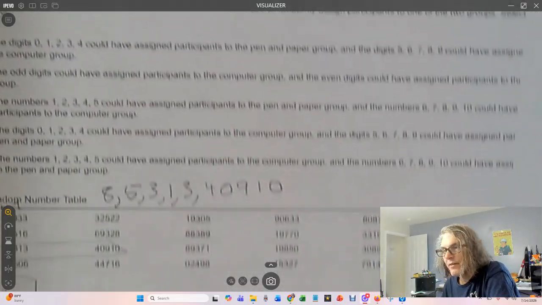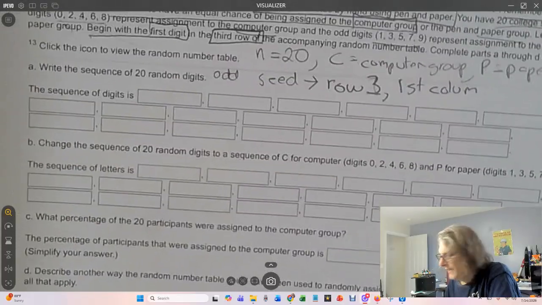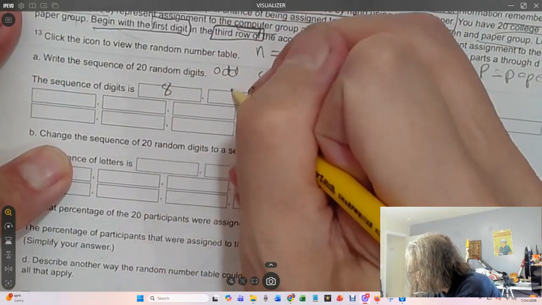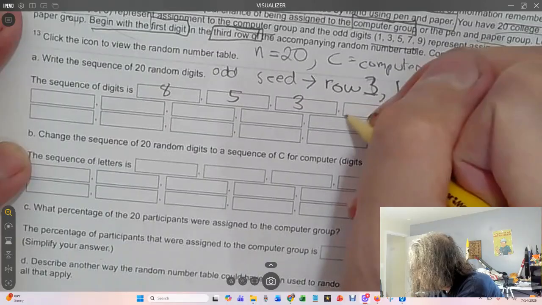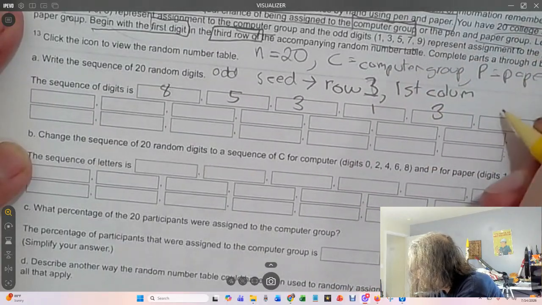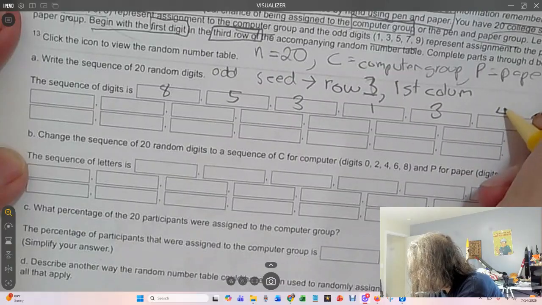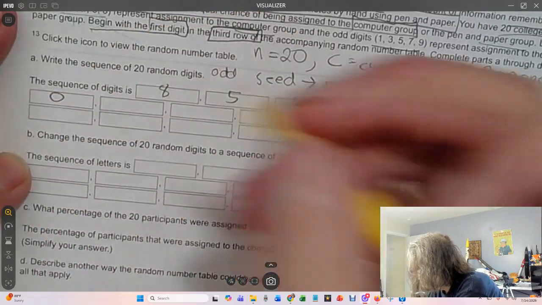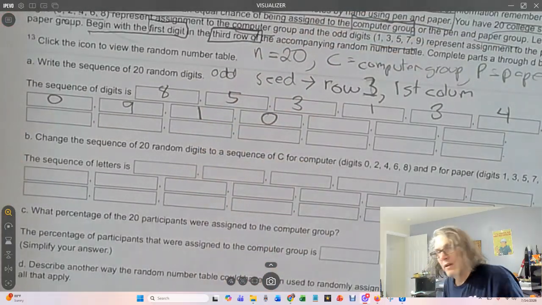Anyway, we're going to take those numbers and we're going to code them up here. So we got 8, 5, 3, 1, 3, 4, 0, 9, 1, 0. Okay, so we only did 10, right?